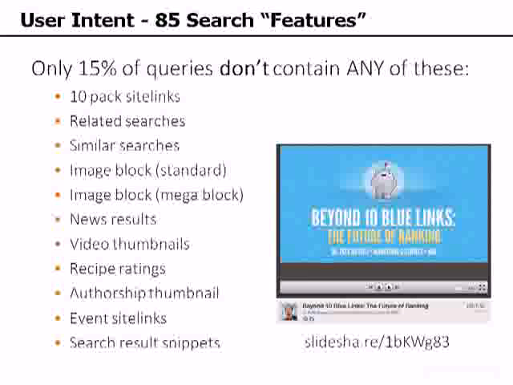Only 15% of queries don't contain any of these 85 search features anymore, which means that it's no longer just a standard 10 blue links. Dr. Pete Myers at mods.com has an excellent presentation on the subject that you can check out at the link below, but that just covers different types of user intent. So beyond just these basic 3 or 4 types of user intent, there's many other types of user intent that we can consider as we're going through this keyword research process.